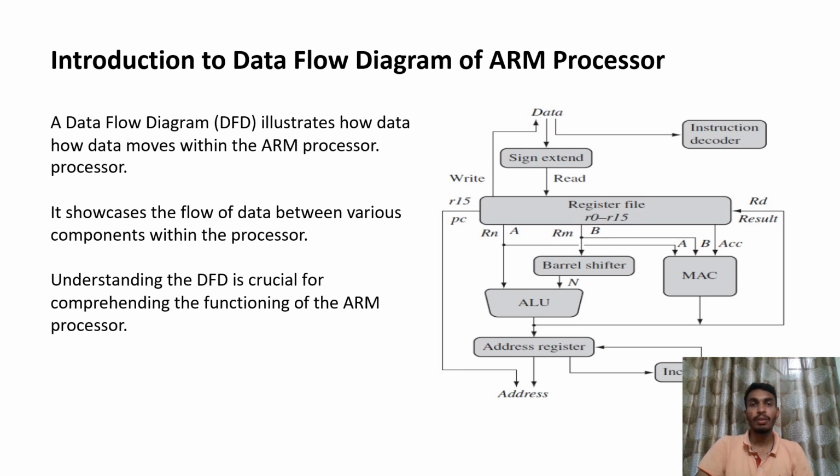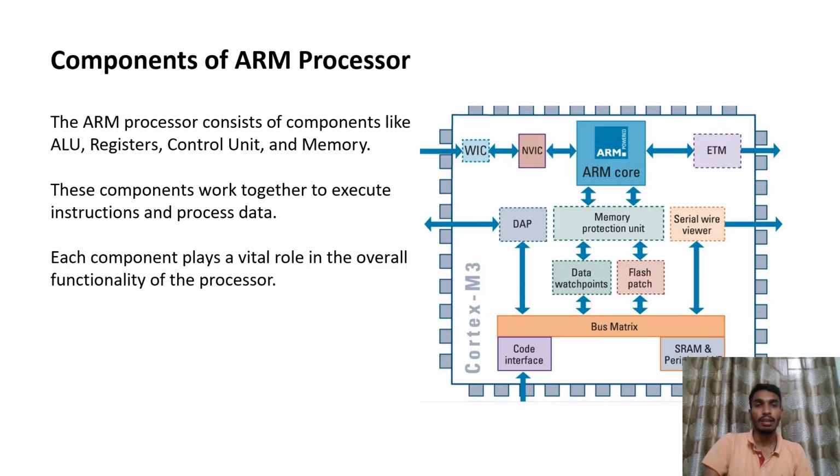In the data flow diagram, we have the data which is sent to the instruction decoder and then it is sent to the sign extend, where the register file loads the registers from R0 to R15. It also sends it to ALU, parallel shift, MAC, and then in the return process, it is sent to the RD result.